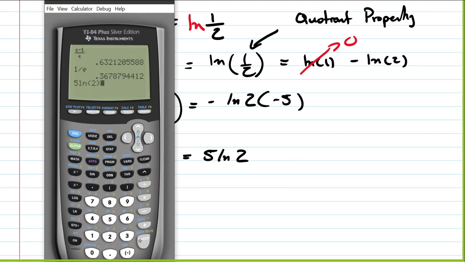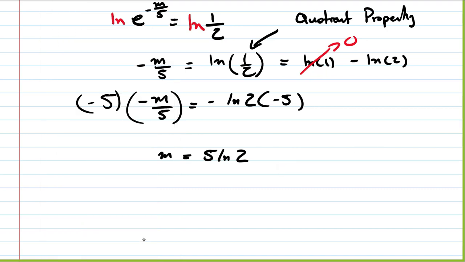Five times the natural logarithm of 2, and we get 3.465, so 3.47-ish. So that tells us that 50% of the people will wait less than 3.47 minutes. 50% of them will wait longer than 3.5 minutes, approximately, right?